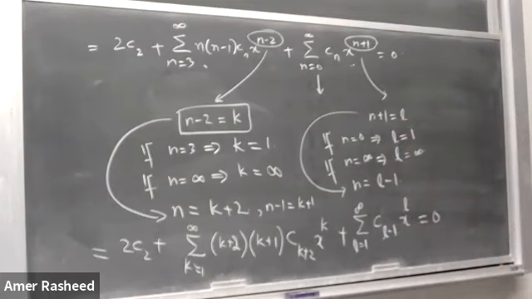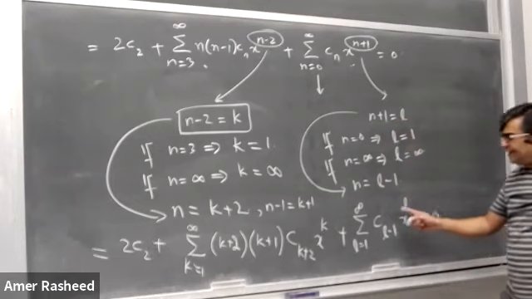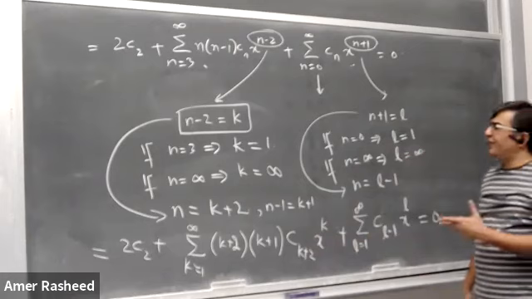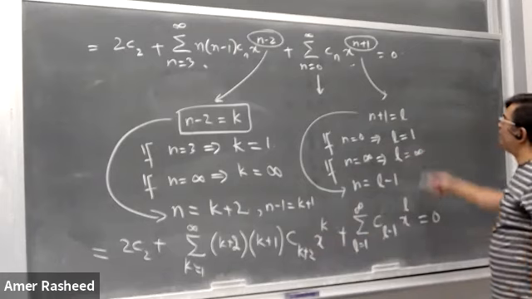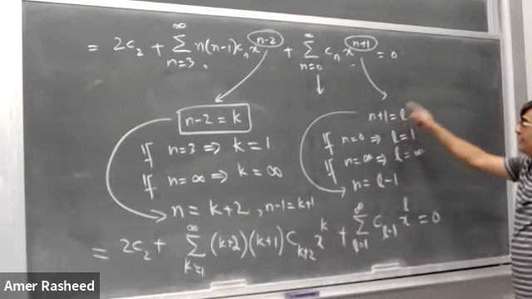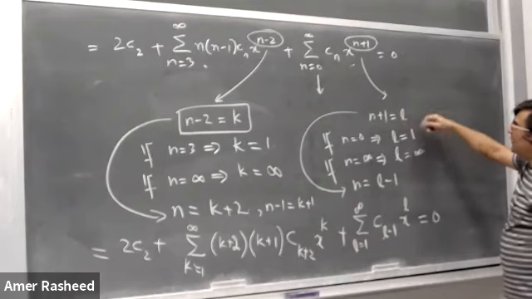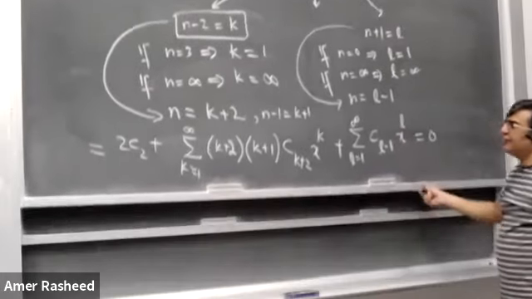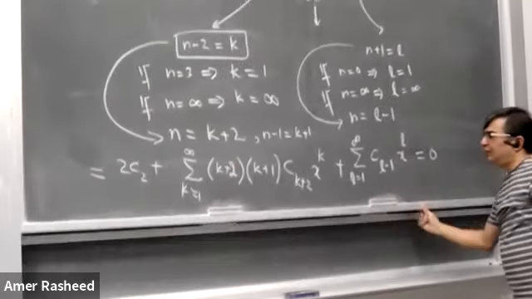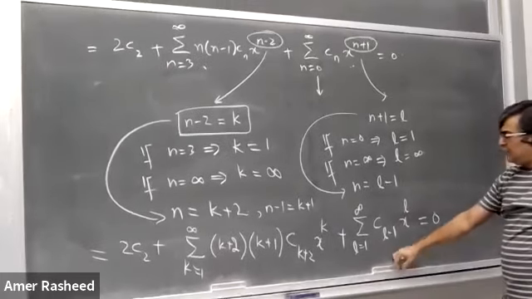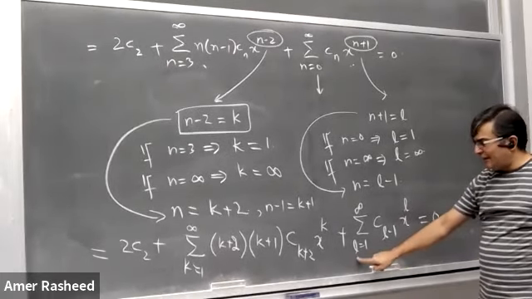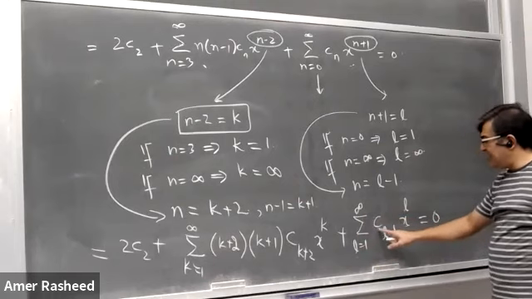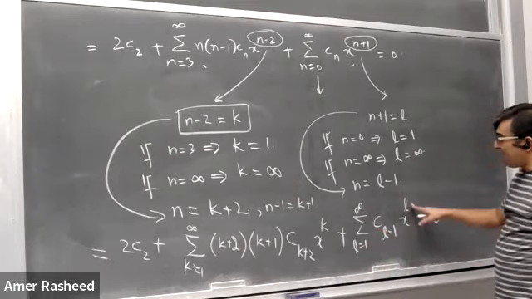Now, I told you that these indices are dummy indices. I hope you understand what a dummy index is. In fact, whatever you put here, n plus 1, you can put L or P or S or T or whatever. It doesn't change the series. Now, you can see that if we replace this L by K, it doesn't change anything. K from 1 to infinity, c k minus 1, x power k.